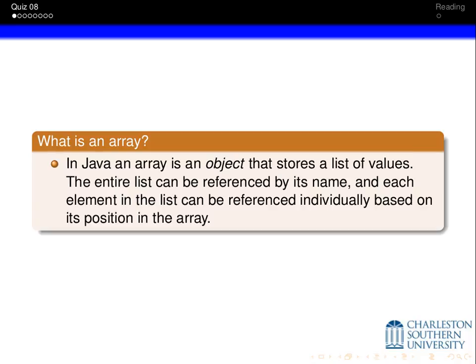More specifically, in Java, an array is actually an object. I guess I'll just keep saying it until it sticks. The array is an object. It's not actually a literal sequence of items like it is in C++, but it's an object that stores a list of values. The entire list can be referenced by its name, and each element can be referenced individually based on index of the array. It's an object because it's storing not only the list of values, but other information like its length.